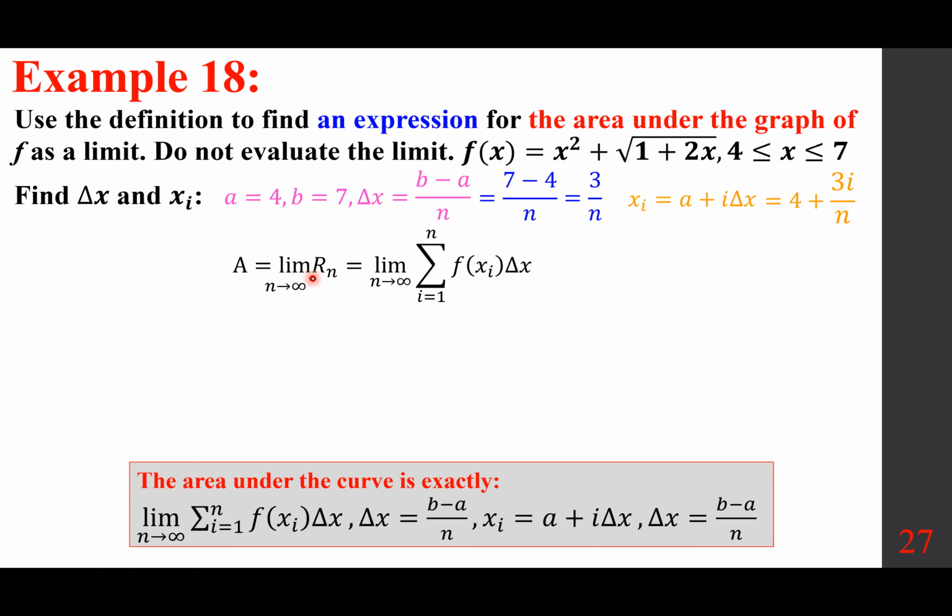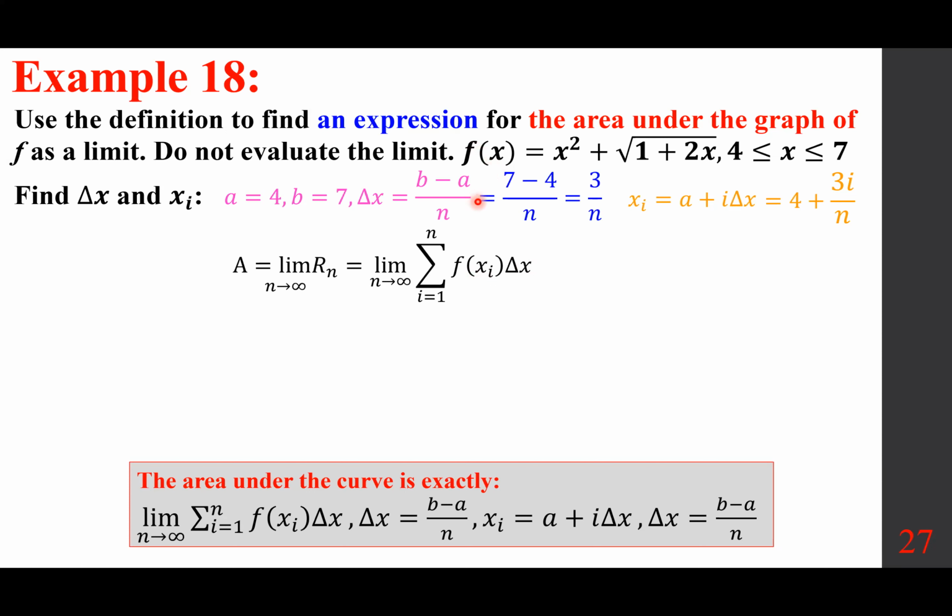So let's plug in. We need to figure out f of x sub i, because we already know delta x. Okay, so that's not a problem. Is it? So if I want to plug in here, delta x is 3 over n, but what is f of x sub i?